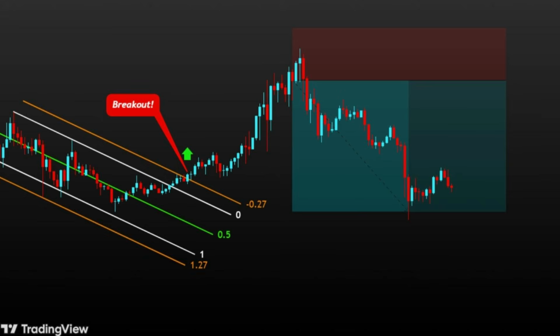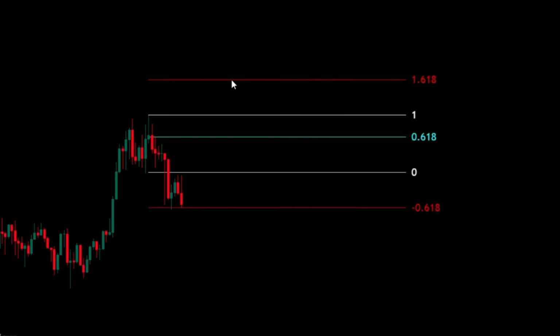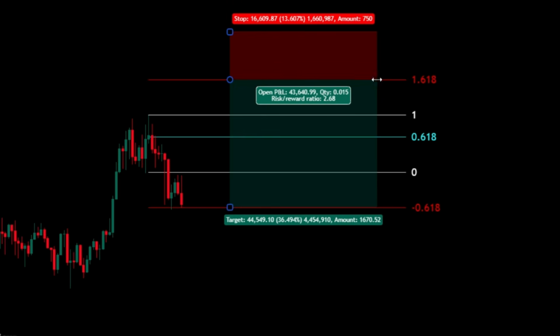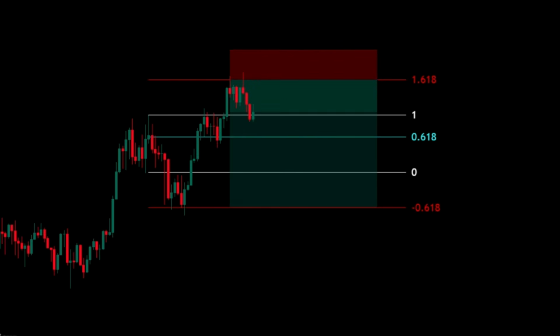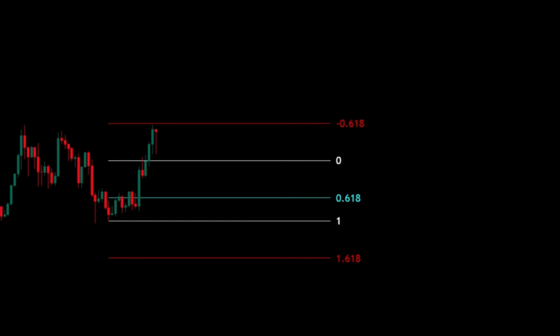Now you might ask, how did this happen? With the same technique, you can apply Fibonacci Retracement to an uptrend and place a sell order. Or apply it to a downtrend and place a buy order.